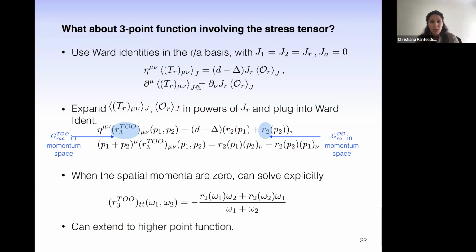You take them into momentum space and you perturbatively expand these sources J, and they look something like this. And this second equation here, you can solve for the TT component of R3 TOO, and you get an expression that looks like this in terms of the retarded 2-point functions of the scalar operator. And this result can be extended to higher point functions. So for example, you can have TOOO, or at least the TT component of that. So that was the first thing we got for free.